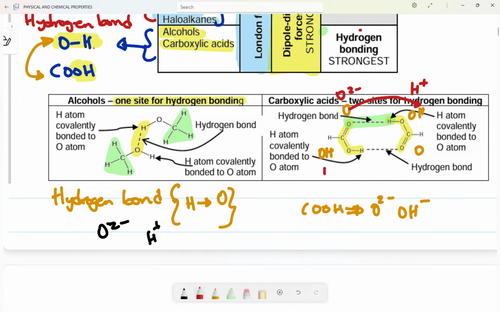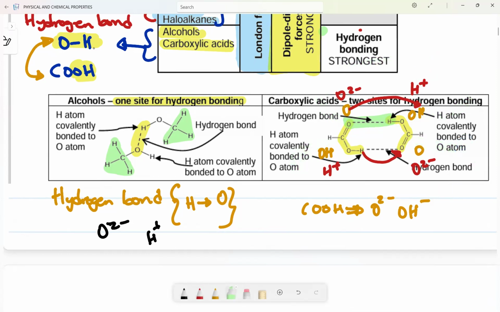But here, I still have the H plus that will want to bond with the O2 minus. So they will want to do what? To bond the OH, like that. So I can bond it here on the first one, but I can repeat the process and bond it on the other one.